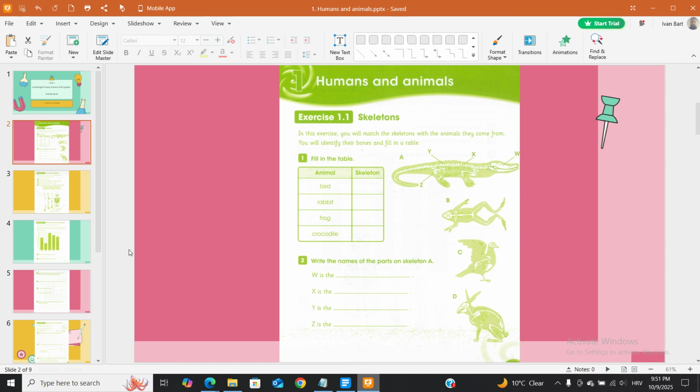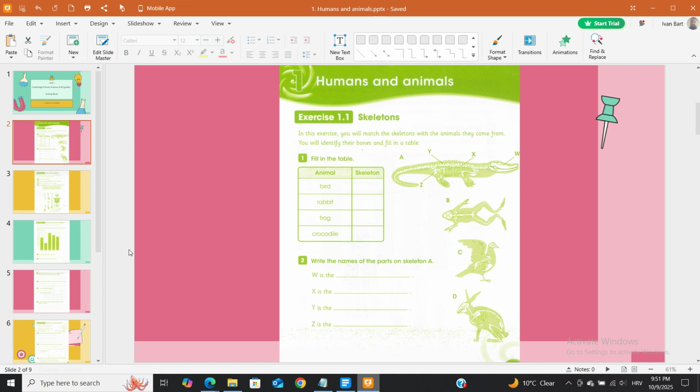Fill in the table. Animal. Skeleton. Bird. Rabbit. Frog. Crocodile. Write the names of the parts on skeleton A. W is the. X is the. Y is the. Z is the.